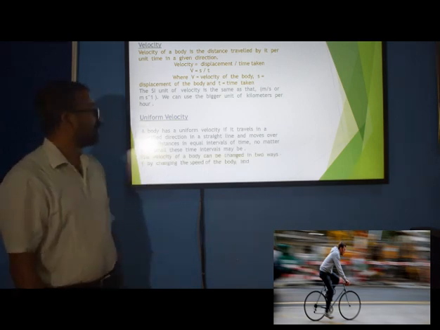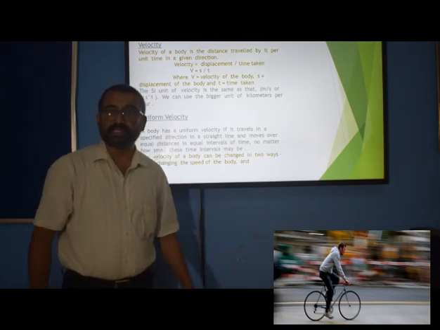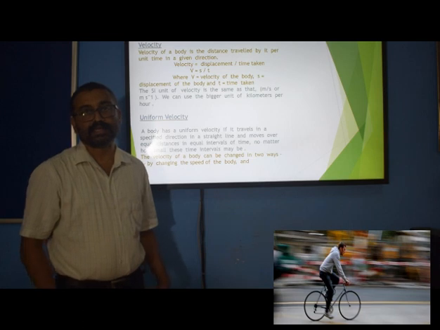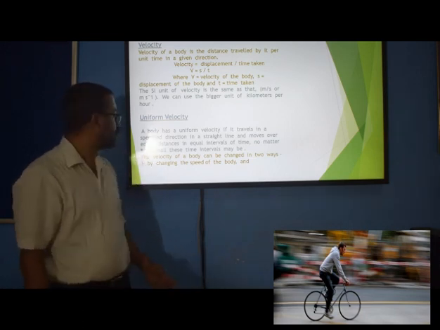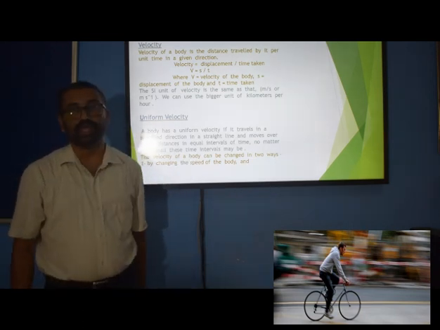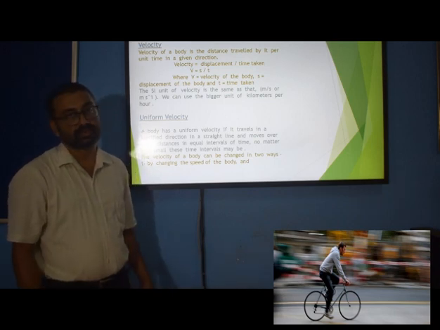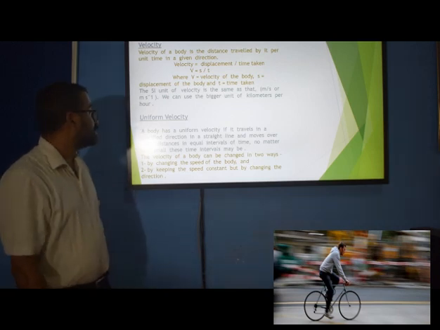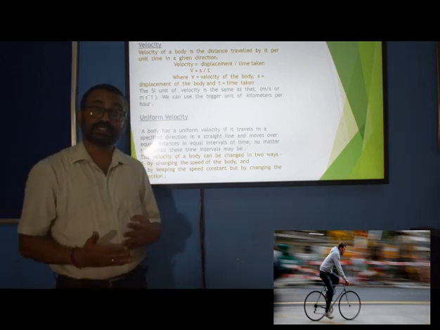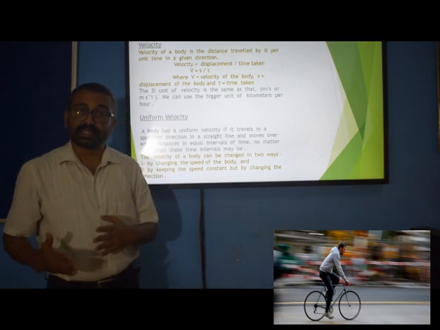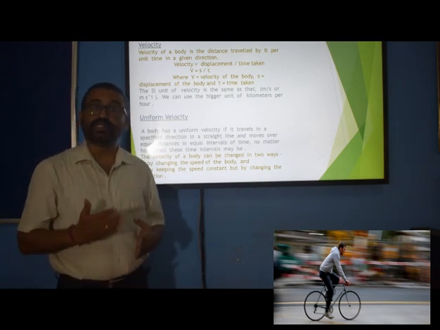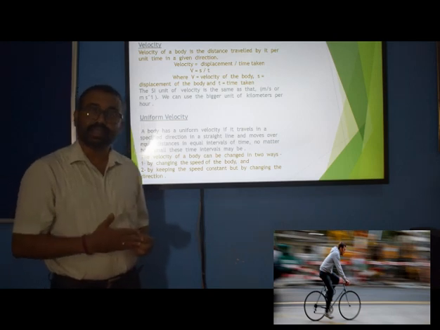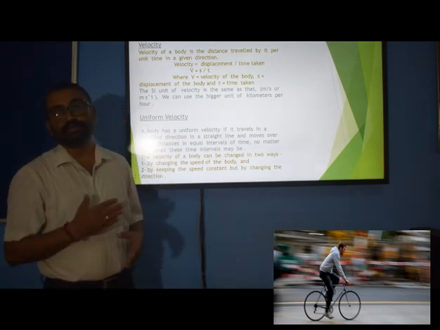How can we change the velocity of a body? It can be changed in two ways because it is a vector quantity. It has both magnitude as well as direction. What are the two ways? First one is by changing the speed of the body. By changing the speed, we can change the velocity. What is the second method? We can change the direction. First, we can change the magnitude, that is the speed. Second, we can change the direction. So by changing either speed or direction, we can change the velocity of a body.